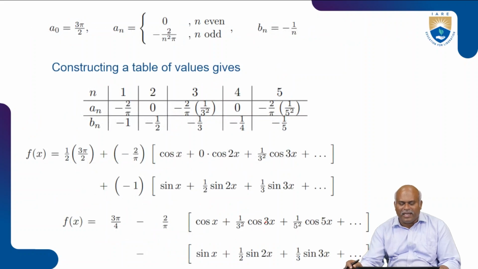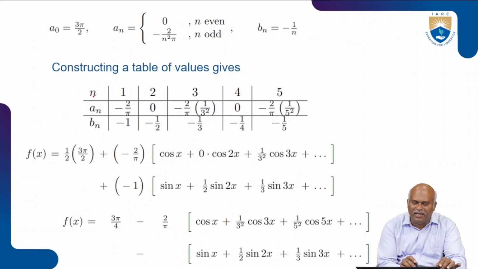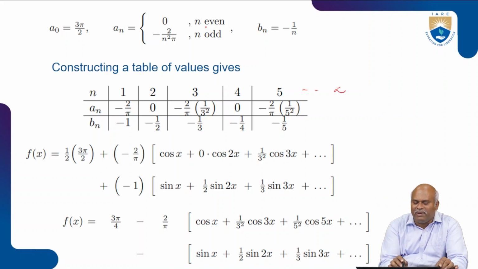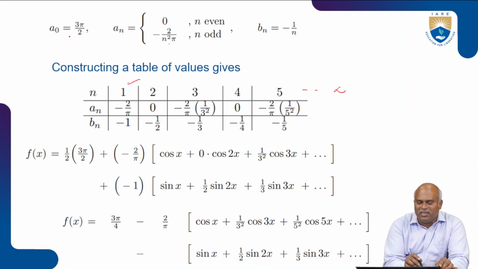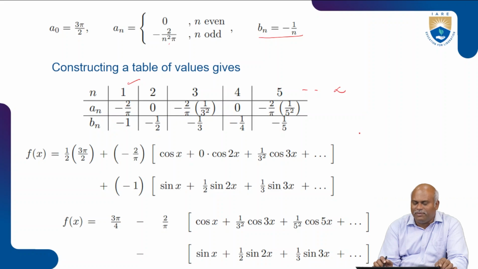So first we make a tabular column, that is n equal to 1, 2, 3, 4 up to infinity. a n is equal to 0 when n is even, and when n is odd it is 1 by n square, times minus 2 by pi. So n equal to 1 gives minus 2 by pi. If n is even, 0. For the next odd number 3, minus 2 by pi times 1 by 3 square. Next, even number 0, then 5, an odd number, is minus 2 by pi times 1 by 5 square. So here, b of n is equal to minus 1 by n.